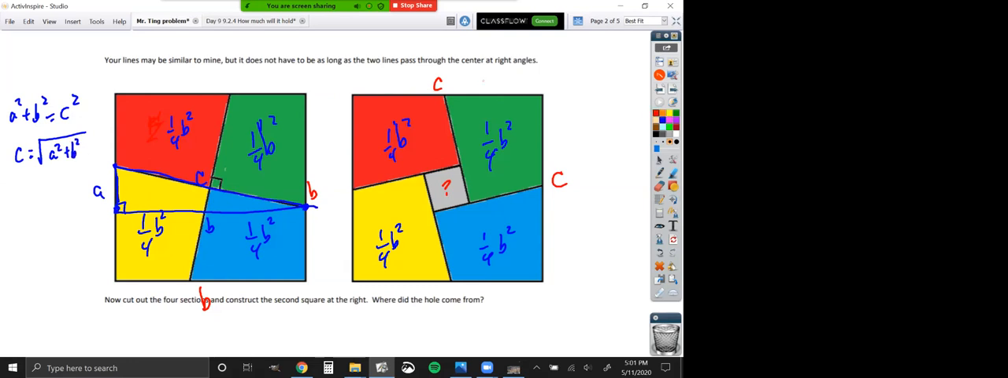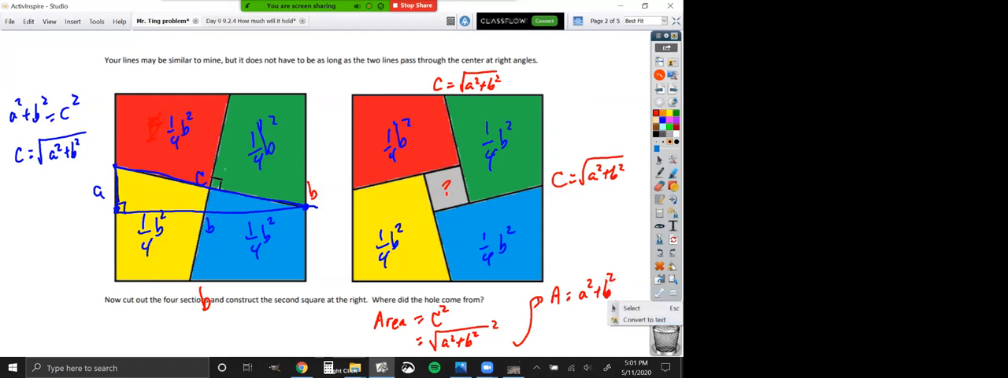So if I replace that value over here, C is the square root of A squared plus B squared, then I know that the area of the new square is going to be C squared, which will also be the square root of A squared plus B squared, squared, or the area will just be A squared plus B squared, which means that if these four quarter B squareds add up to B squared, then this missing piece has to be the A squared.